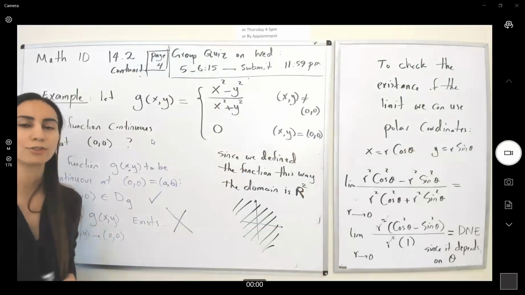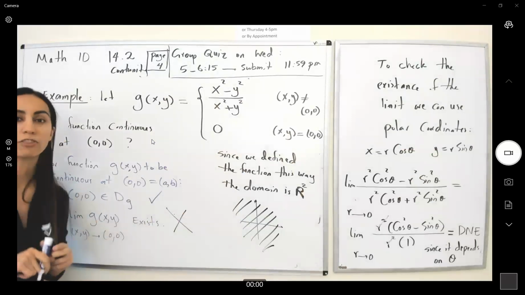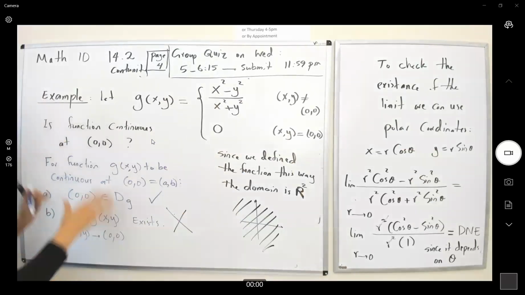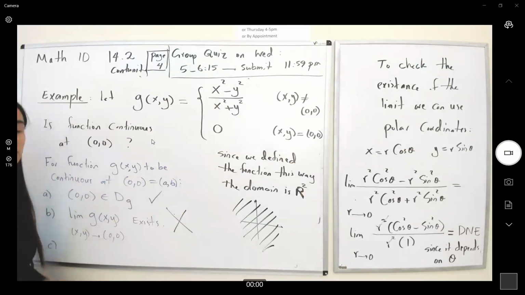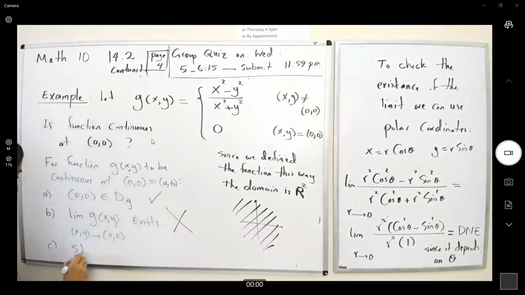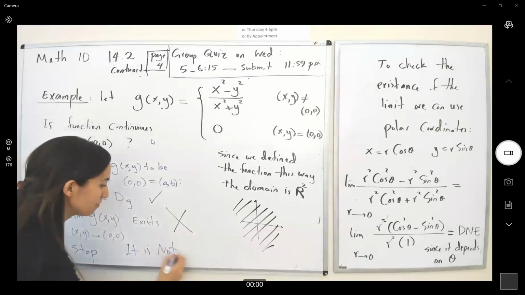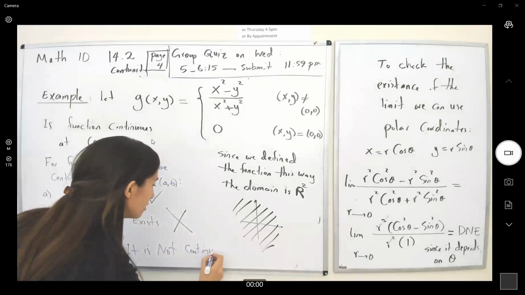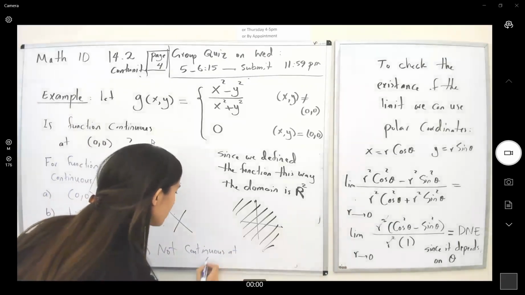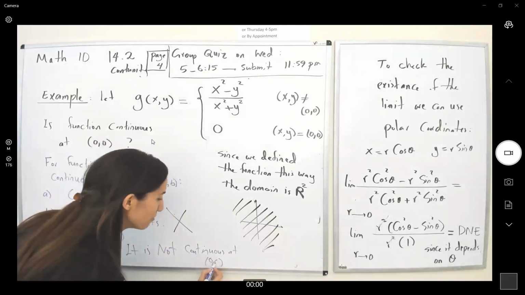Since the second condition is not met, we stop here. We do not need to check the third condition. All three conditions must be true. The first condition is true, the second condition is not true, so you stop. It is not continuous at the troubling point, which is the origin.